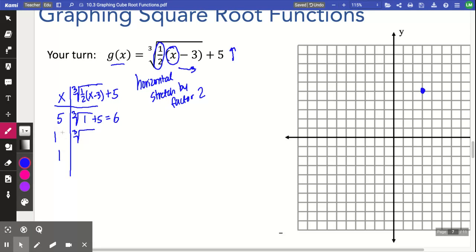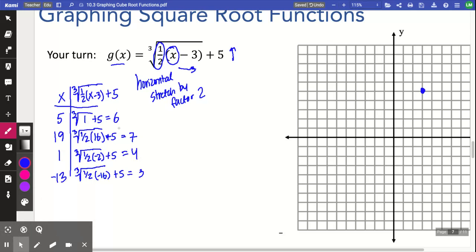I take it back. I'm going to need a 19 in here so that I have 1/2 times 19 minus 3, which is 16. That way it's going to give me an 8 in here. So 16 times 1/2 is 8. Cube root of 8 is 2. Plus that 5 is going to give me 7. Now plug in 1. Again, we get 0.5 times 1 minus 3 is negative 2. Plus 5, that gives me my perfect cube in there.